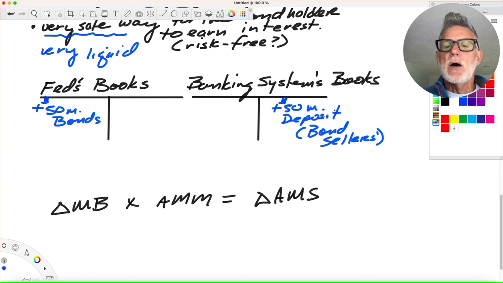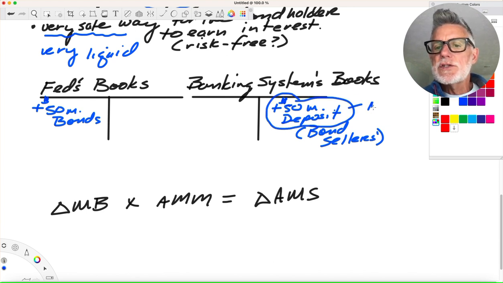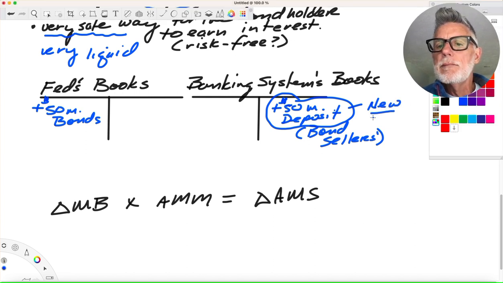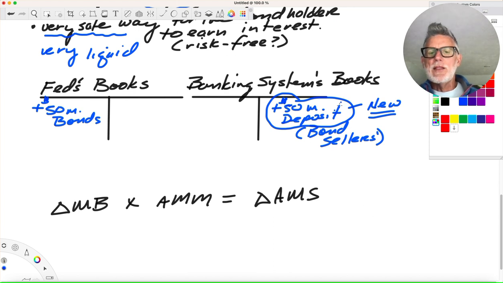the bond sellers' accounts. Now, here's the interesting thing. This deposit did not come at the expense of another bank. It's not like this came out of someone's account and went into someone else's account. This $50 million deposit is new. It's created. It's newly created money.